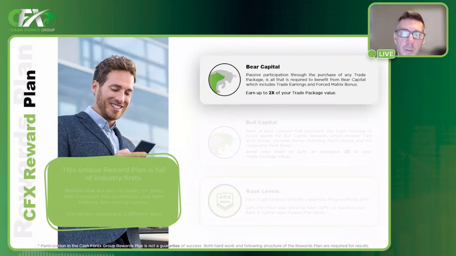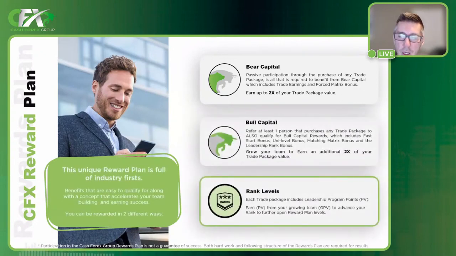One of those terms is bear capital, BEAR. So bear is essentially gains. These are gains that are made through the purchase of a trade package and through the trading activity that's going to happen on a Monday to Friday, week by week basis. The gains that you're going to make through trading is referred to as bear capital. You'll notice in the paragraph on the screen, there's also a bonus included in bear capital called the force matrix. We'll talk more about that in just a couple of minutes.